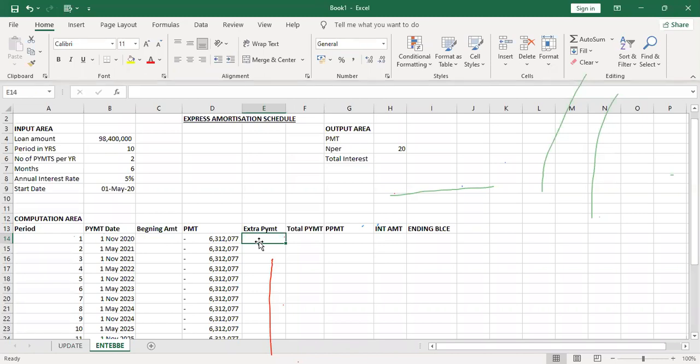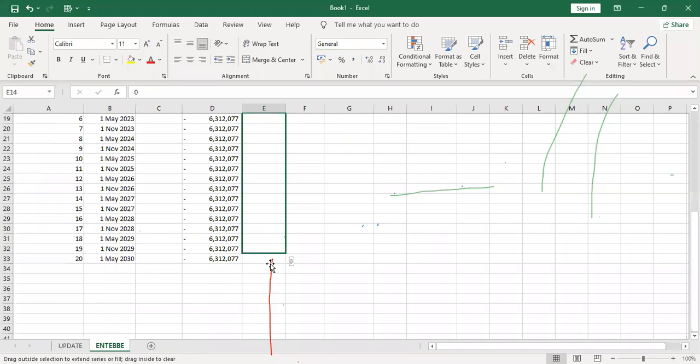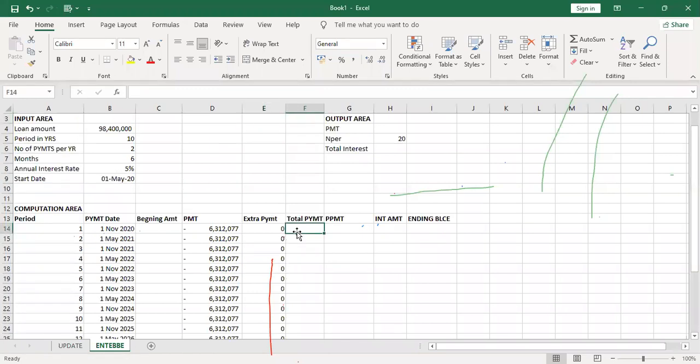But when I look at the question, I don't have an extra payment. So I'm going to type zero, enter, click on this zero, and then auto fill. In case you are given the extra payment in the question, then you just type the amount where it belongs. For example, the question may say, after 4 years, it was agreed that the government of Uganda would make an extra payment of 500,000. So after 4 years, put in that amount. Then how do you get the total payment? Total payment equals PMT plus extra payment.